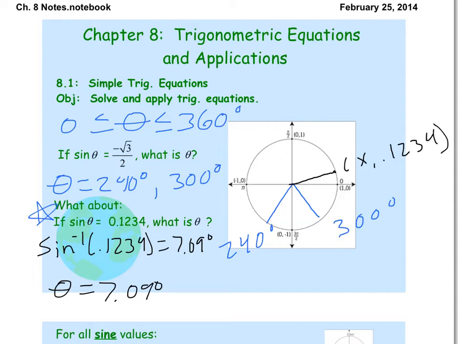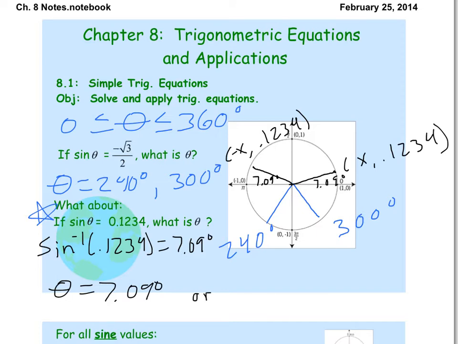Thing is, there's another solution. Just like the 240 and the 300, from 0 to 360 degrees, there's another. Well, it's over here. Okay? There's another point that has the opposite x-coordinate, but its y-coordinate is still 0.1234. And its reference angle would have to also be 7.09 degrees.